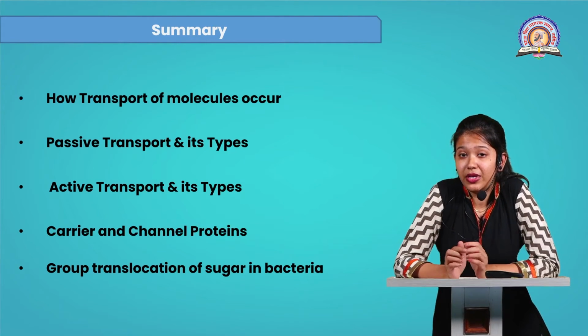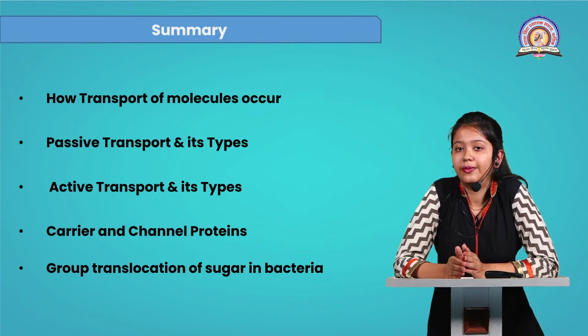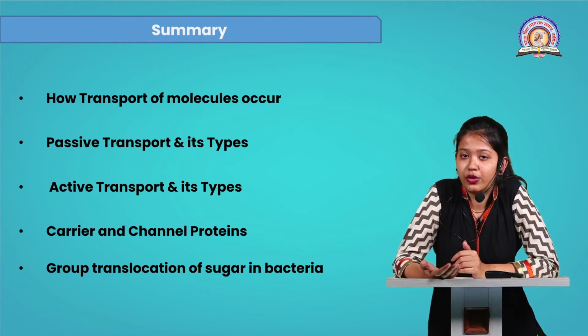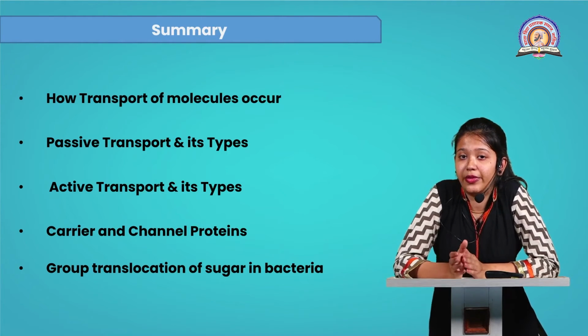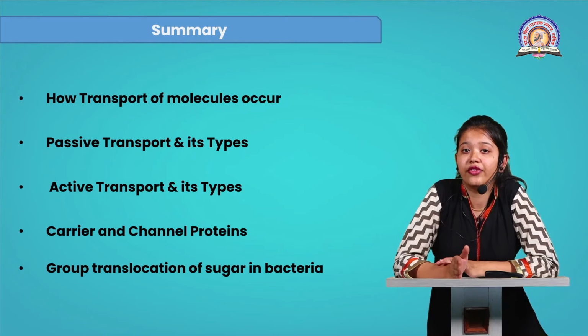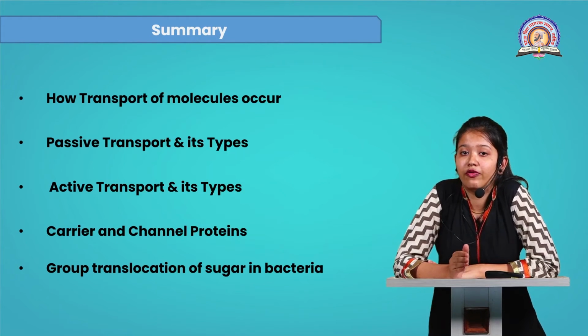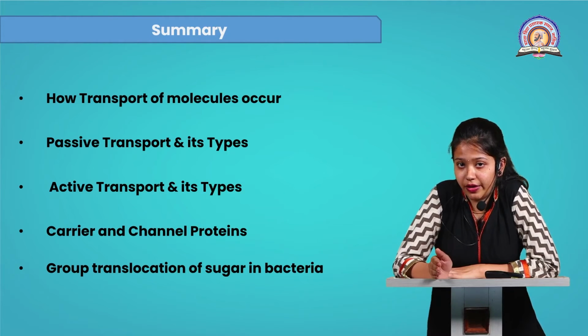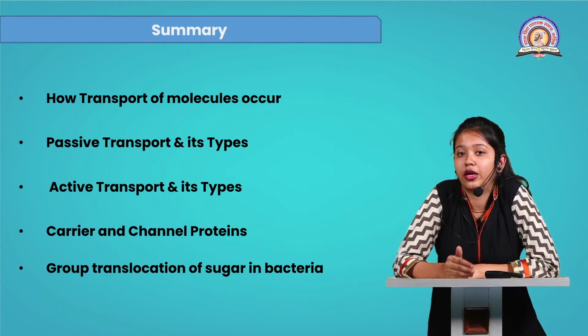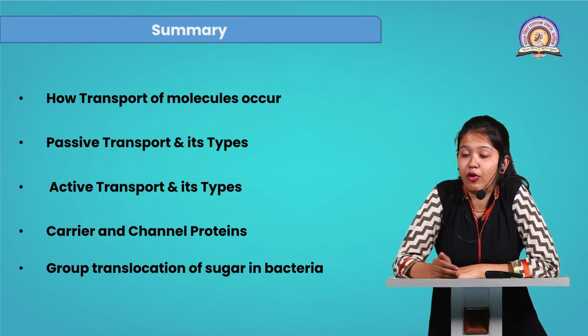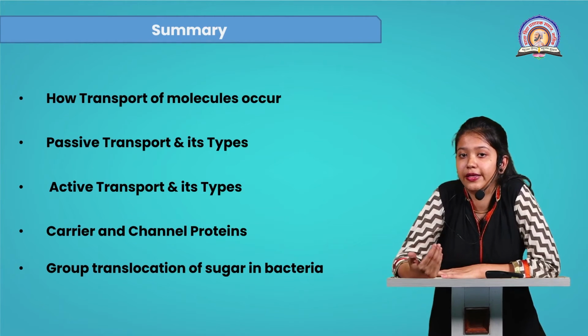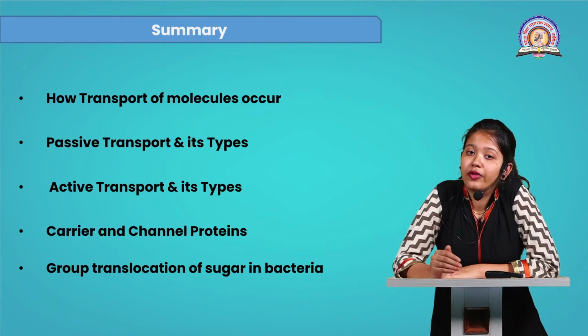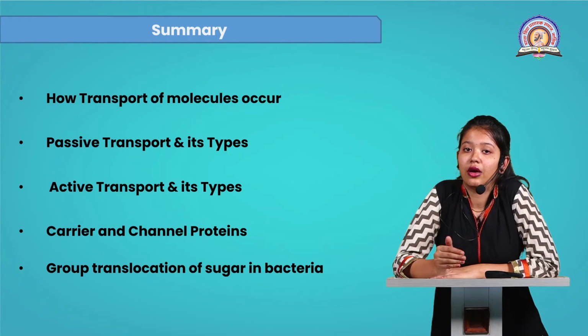Basically, the plasma membrane serves as a barrier, or it defines the boundaries, to carry out the transport of molecules. So we have discussed the two types of transport system, basically passive transport and active transport. Passive transport is the movement of molecules across the membrane along the concentration gradient, from an area of higher concentration to an area of lower concentration, with the help of transporter proteins or just by simple diffusion. And we saw three types of transport: simple diffusion, facilitated diffusion, and osmosis.